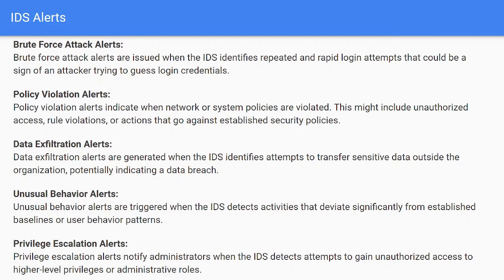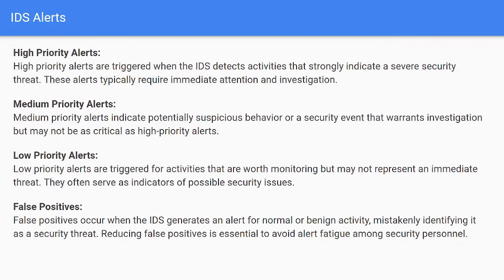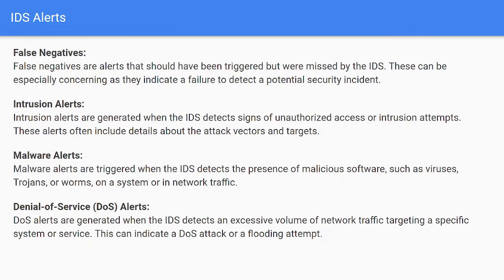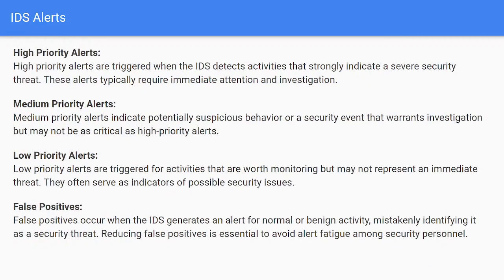So basically, the IDS alerts are all the kinds of alerts that the IDS can detect, and many more. You get, but the main thing you should notice is that there are three main priority levels of alerts: high priority, medium priority, or low priority. Any alert can come in this form. It can be a brute force attack alert, a malware alert, or an intrusion alert, but it will come as high priority, medium priority, or low priority.